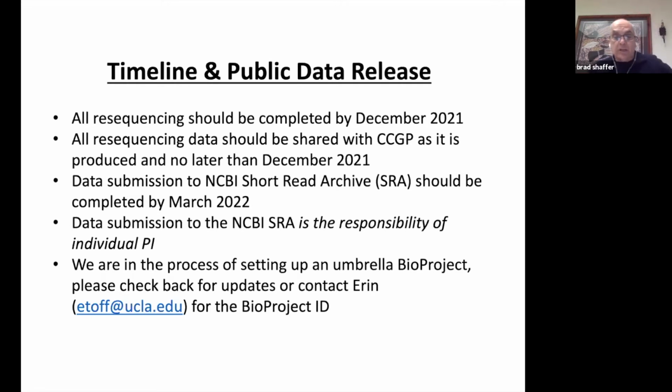We are in the process of setting up an umbrella project. It's called a bioproject. All that is, at least in my mind, kind of like a folder for all of the CCGP projects that will be on the SRA. So you can go to that and see all the projects, all the submissions that are a part of the CCGP. They're all in one place. It's a little bit easier to manage and to think about, since the idea is that this will be a comprehensive collection of data.